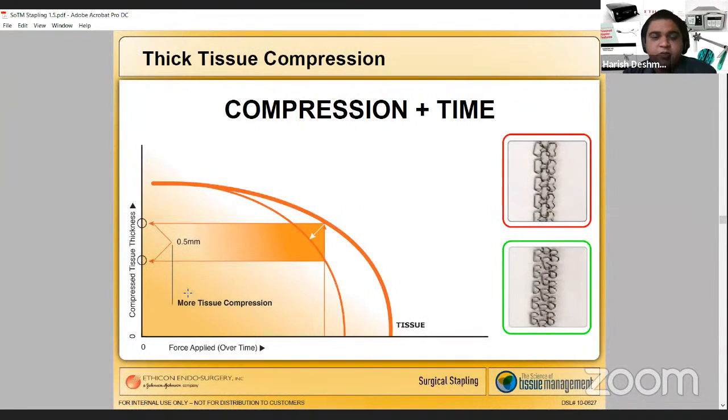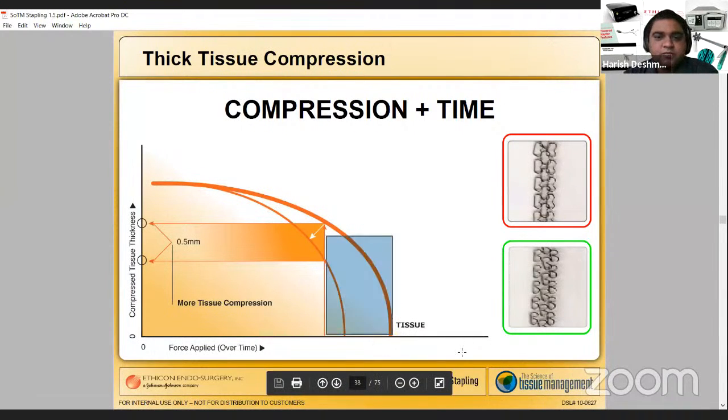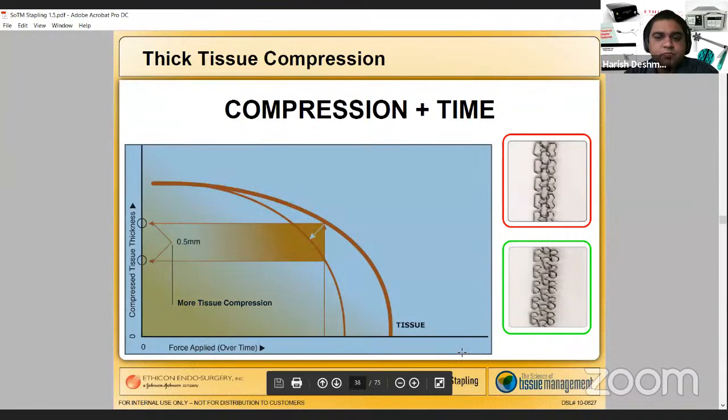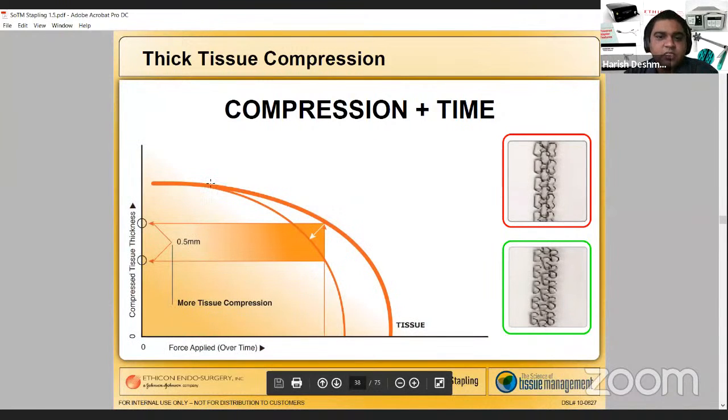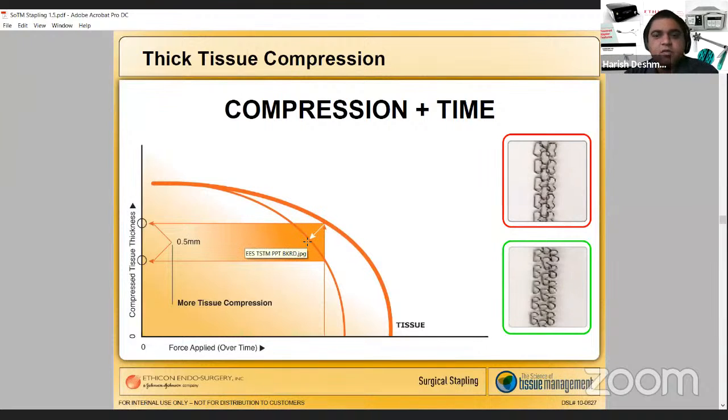If you see here, the first arch is the tissue when force was applied. Over time, within 15 seconds, there is a drop in the tissue thickness which is quite equal to 0.5 mm. The impression it gives is that with compression and time, we get a better staple line.